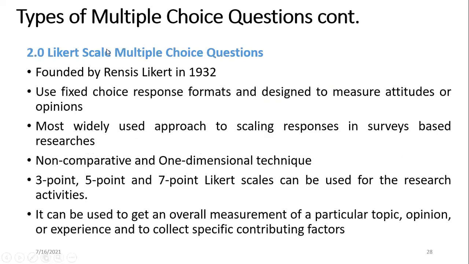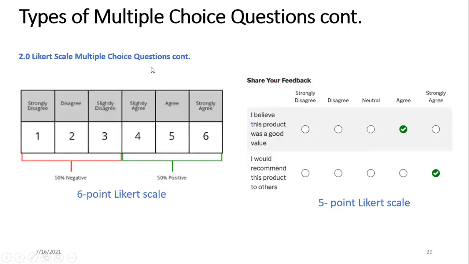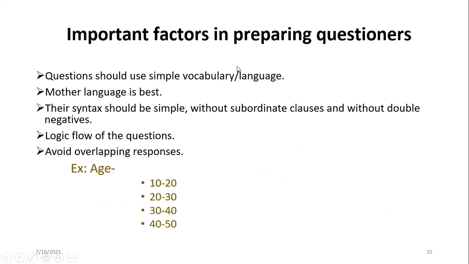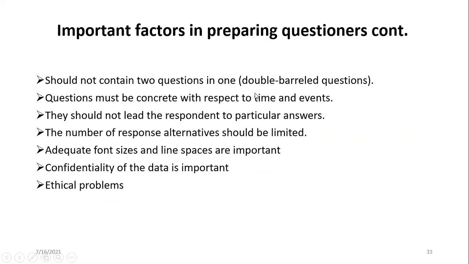And the Likert scale is an important one. It is also discussed, and 6- and 7-point Likert scales are available. And what are the important factors in designing? How to use language? How to select questions? And how to get ethical clearances, ethical problems were also discussed.